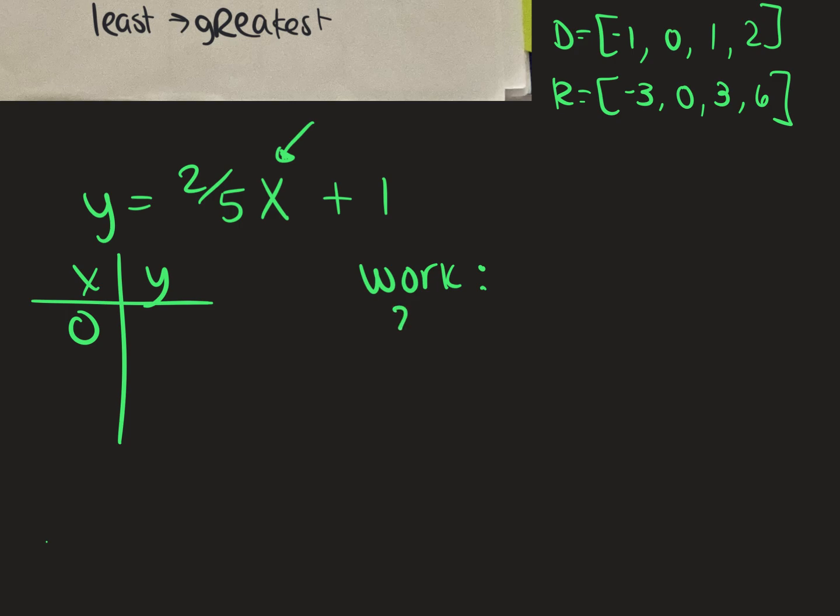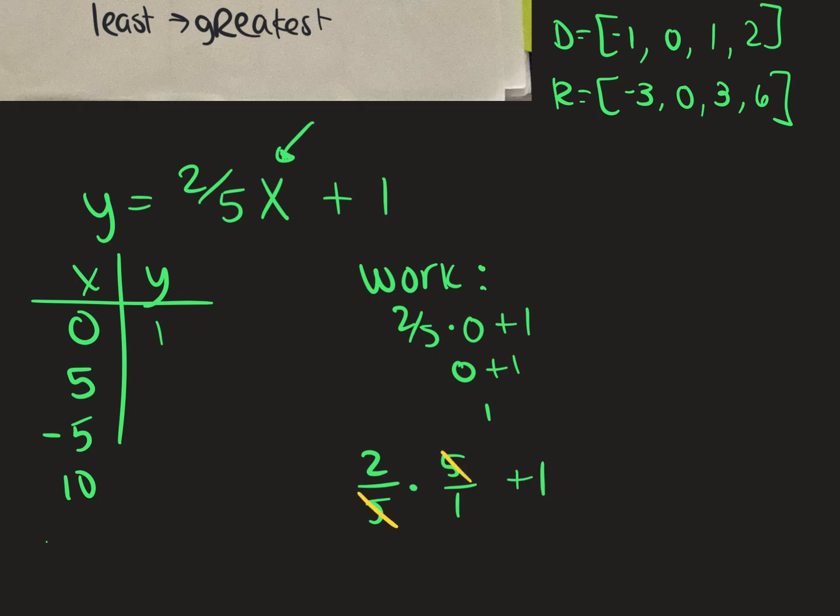So I would get 2/5 times 0 plus 1. 0 plus 1 is 1. But now I don't want to do a positive 1 because 2/5 times positive 1 is a fraction. So I want to be able to make these cancel out or go away. So now I think I should pick a 5, a -5, and a 10. Things that could cross out with this denominator. 2 over 5 times 5 over 1. The 5's can cross out, and I get 2 plus 1.